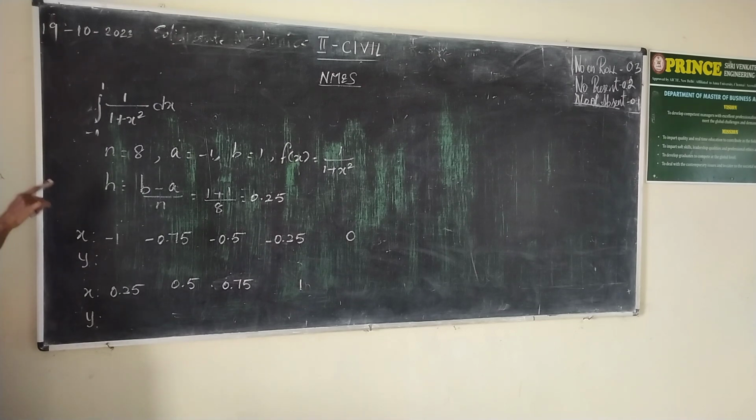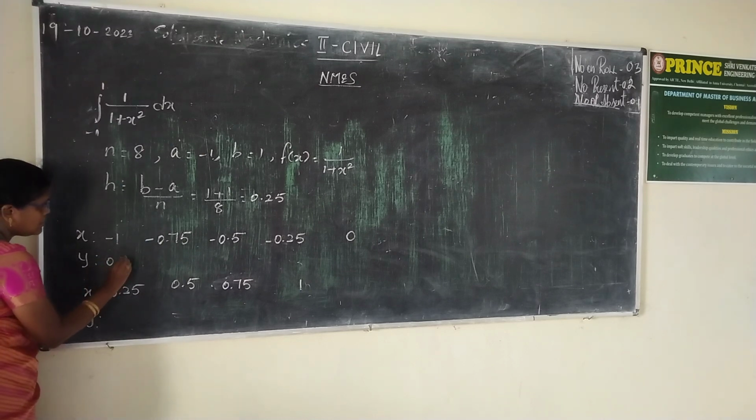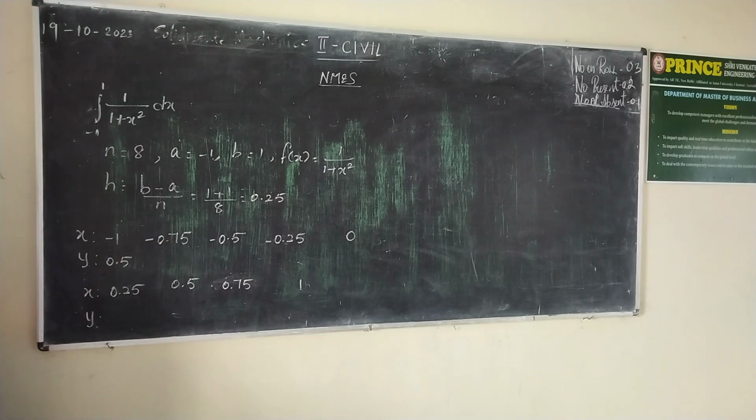And in f of x substitute x as -1. Answer 0.5. Substitute x equal to -0.75.